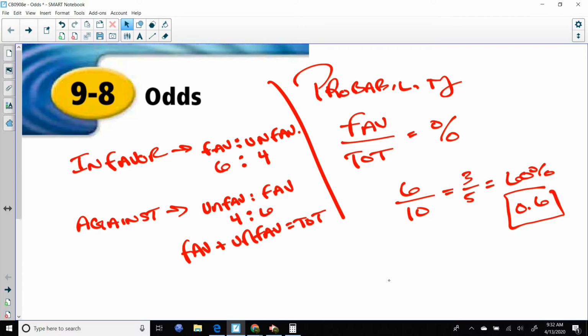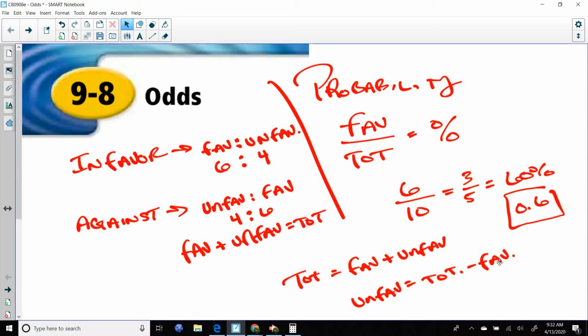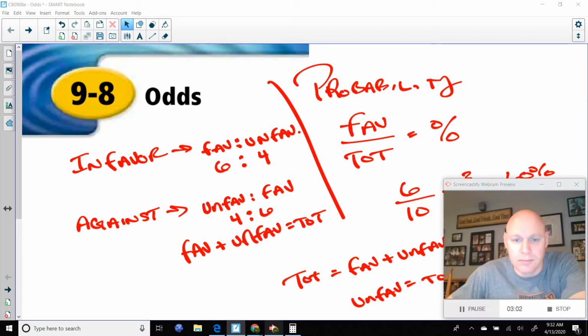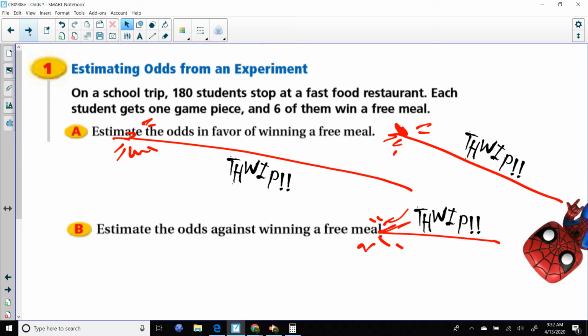It's pretty simple. Again, the total is going to be favorable outcomes plus unfavorable outcomes. So what you'll see is unfavorable outcomes are going to be equal to the total minus favorable outcomes. We'll run into a little bit of math like that, just a little bit. All right, so we'll go ahead and try one of these problems out. It's not all that bad. Again, it's going to be favorable first, unfavorable second. That's the in favor odds. And then if you wanted to find the odds against, you would just do the unfavorable first and the favorable second. So let's go ahead and flip.